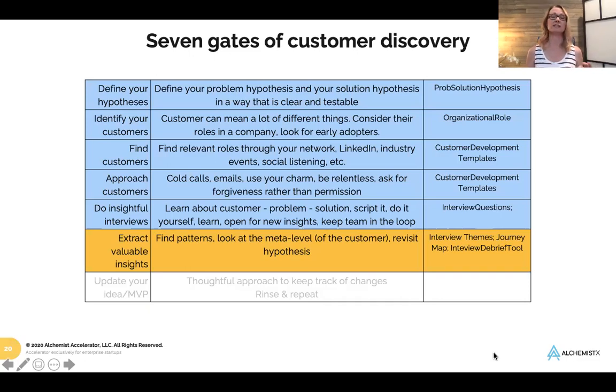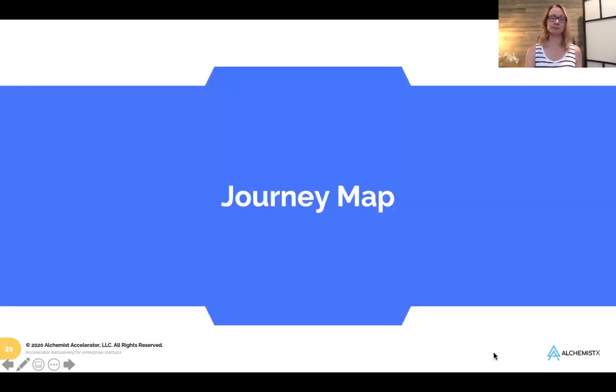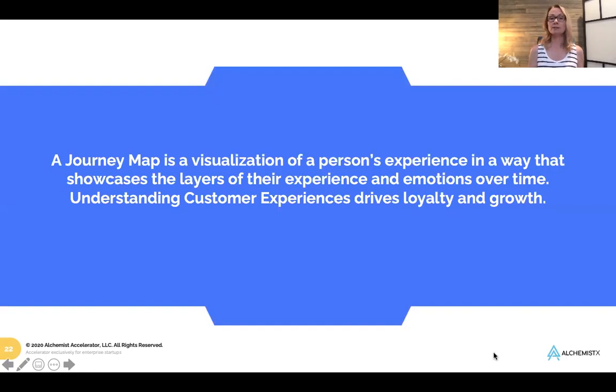What this does is help frame it up in the context of their experience. And we call this a journey map. A journey map is a visualization of a person's experience in a way that really showcases the layers of their experience and emotions over time. This is important because customer experiences drive loyalty and growth.